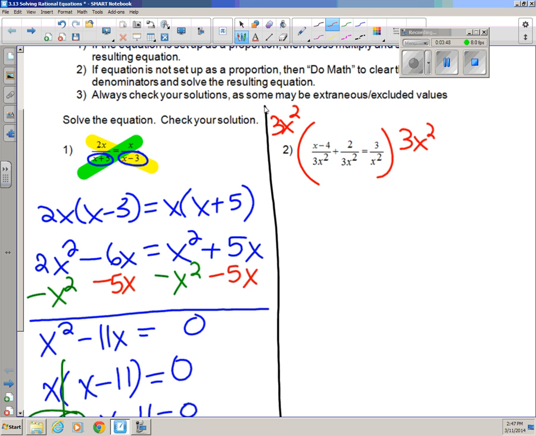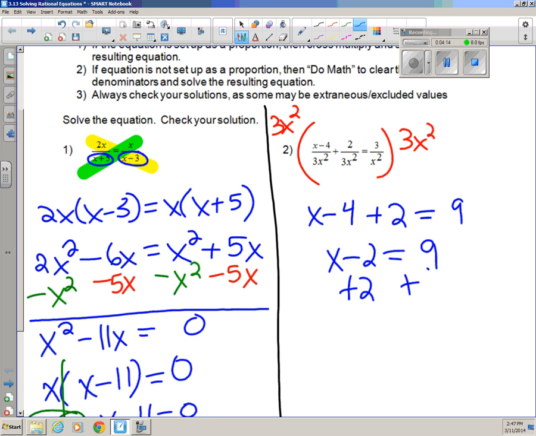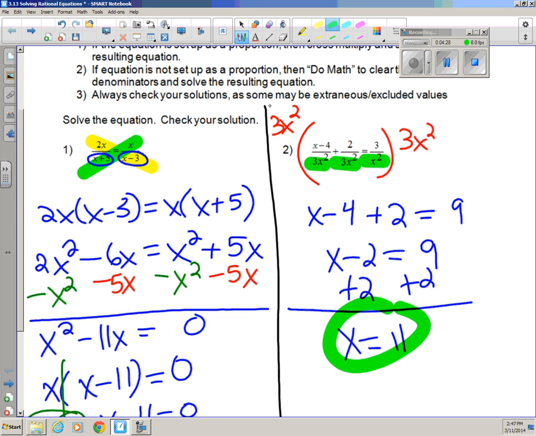Well, 3x squared divided by 3x squared is 1, and 1 times x minus 4 is x minus 4, plus 3x squared divided by 3x squared is 1, and 1 times 2 is 2. 3x squared divided by x squared is 3, and 3 times 3 is 9. On the left-hand side, combine like terms: x minus 2 equals 9. Add 2 to both sides. By the way, this was linear, not quadratic. x equals 11. If I look at my denominators, the only way that any of these denominators are going to turn into 0 is if x is 0. Well, x isn't. x is 11. That's your answer.